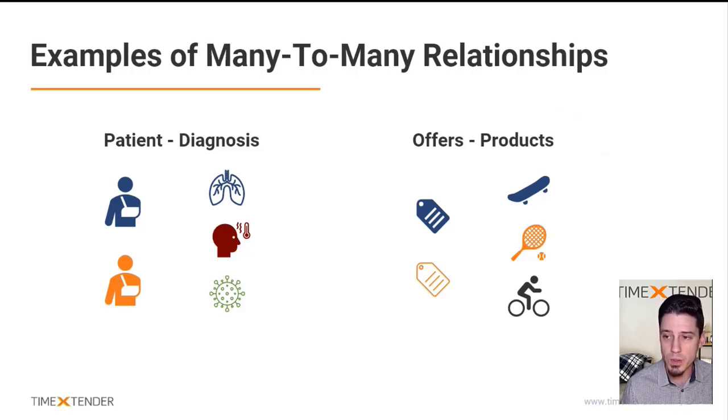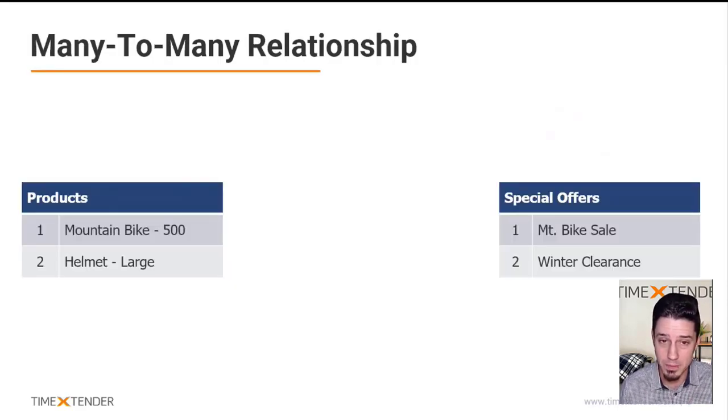So let's look deeper into the offers and products example, and let's see how this would break down with the actual data values themselves. Looking at this many-to-many relationship, we have the products table on the left, and we have just two entries. Pretty simple here. We have a Mountain Bike, a Model 500 Mountain Bike, and we have a large helmet, right? So we have two products. And then on the right-hand side, special offers. We have a Mountain Bike Sale, where all mountain bikes went on sale. And then we have a Winter Clearance, right?